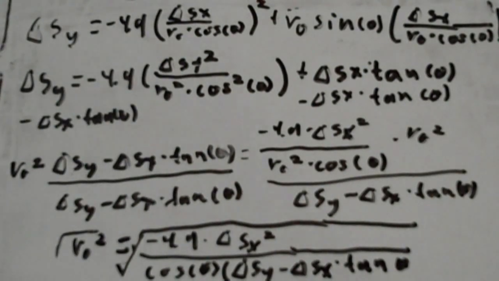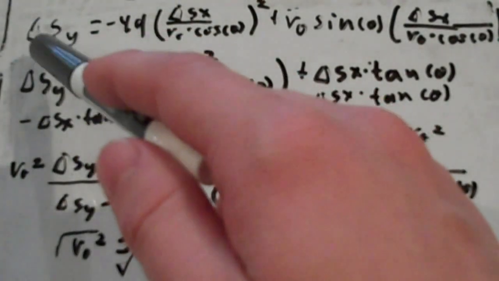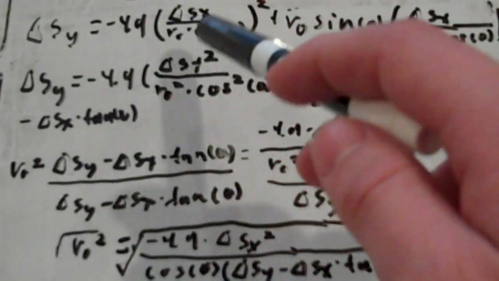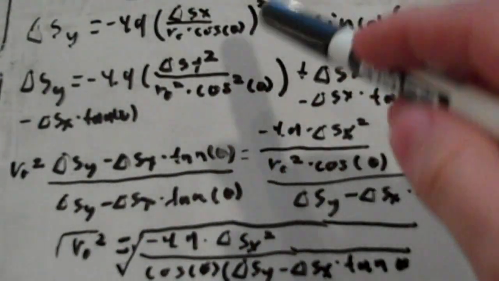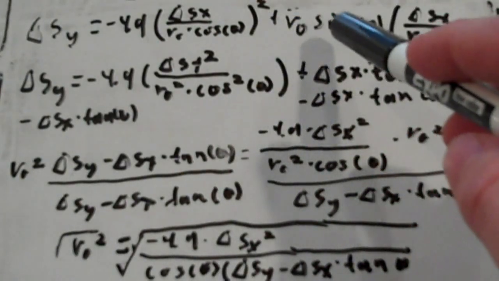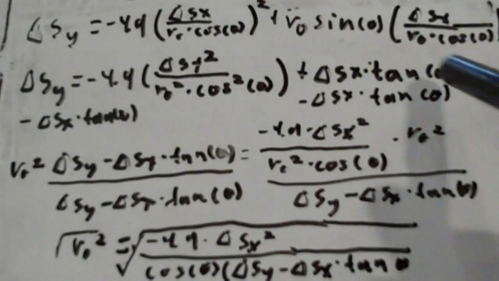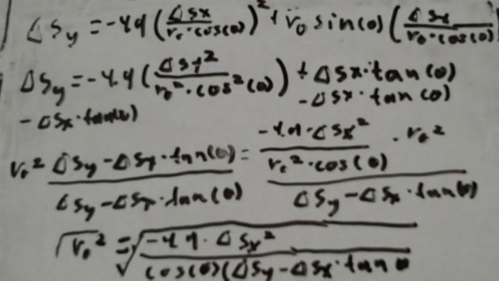Now we have our final step, and we have the change in vertical position equals negative 4.9 times the change in horizontal position over the initial velocity times the cosine of theta, squared, plus the initial velocity times the sine of theta times the change in horizontal position over the initial velocity times the cosine of theta. Now, you'll notice I have the trigonometric values in here, and I just went ahead and substituted the initial vertical and the initial horizontal velocities with their subsequent trigonometric equations, just to cut out that step, because I didn't have room, as you may have noticed.